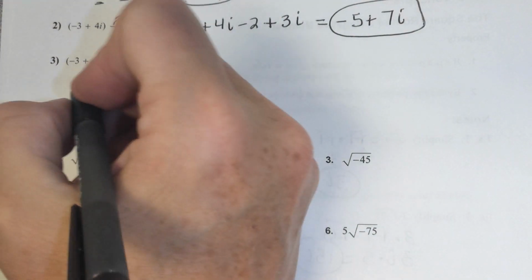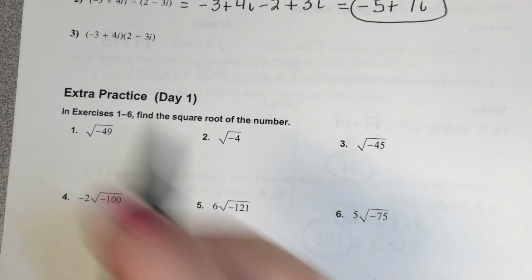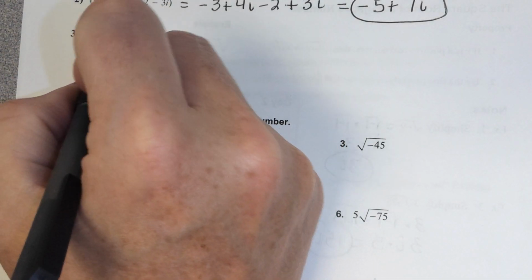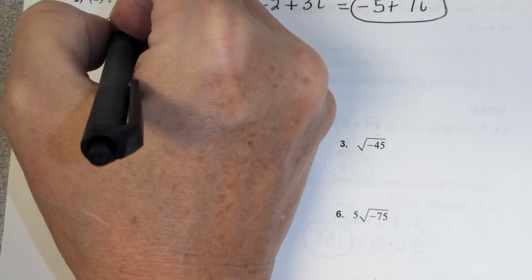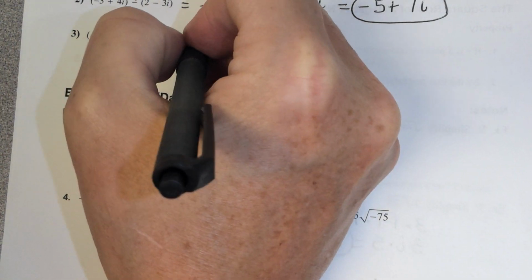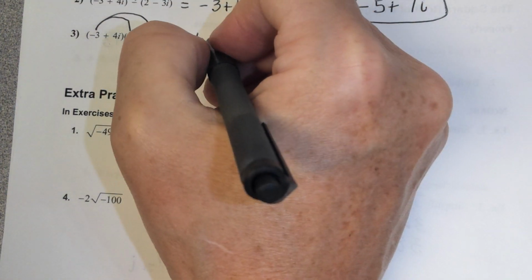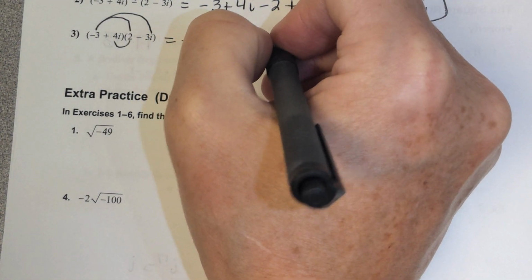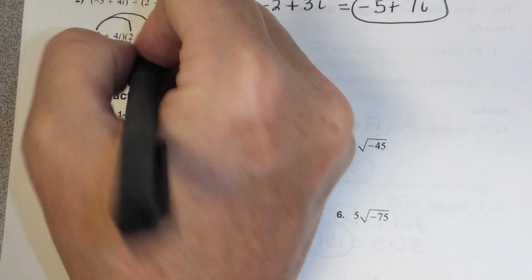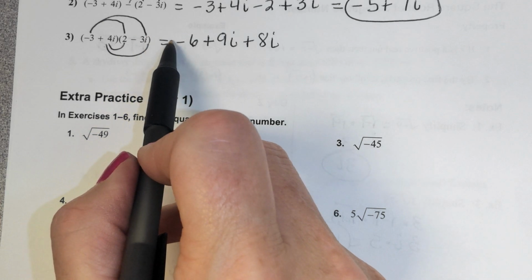All right, number 3. We've added, we've subtracted. Here we are multiplying. If I'm multiplying two things, I have to FOIL. I'm going to have to do the first times the first. That's negative 6. I have to do the outers. That gives me positive 9i. I have to do the inners. That gives us positive 8i. And we have to do the last. So what's positive 4i times negative 3i?